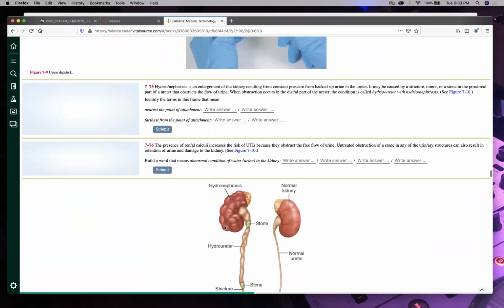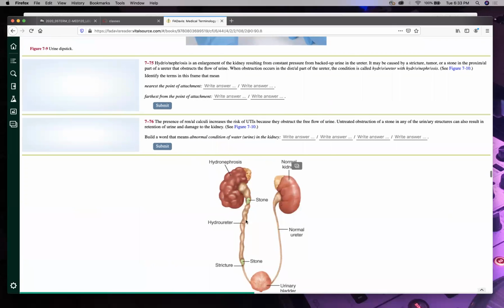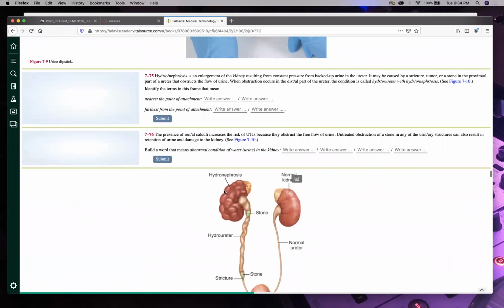Hydronephrosis, abnormal enlargement of the kidney due to hydro, water. Because if there's a stone or any stricture or stenosis here, the urine and the water will start backing up, creating pressure, and then you'll get hydronephrosis. This is no good. That increased pressure does a number on your kidneys. It damages them.